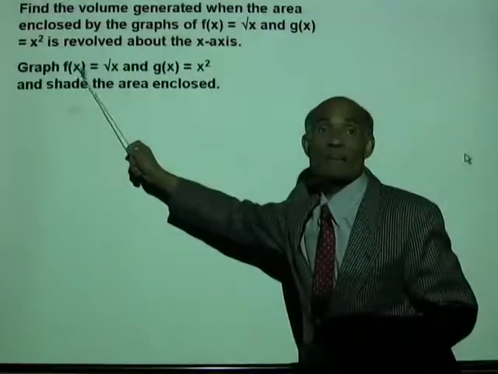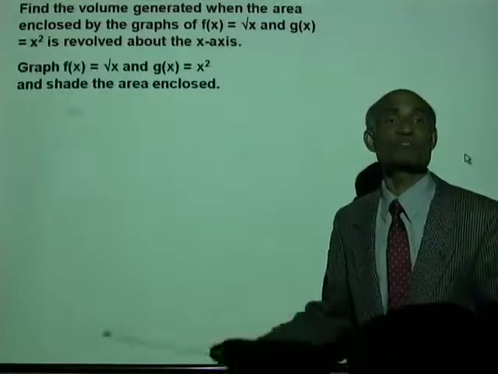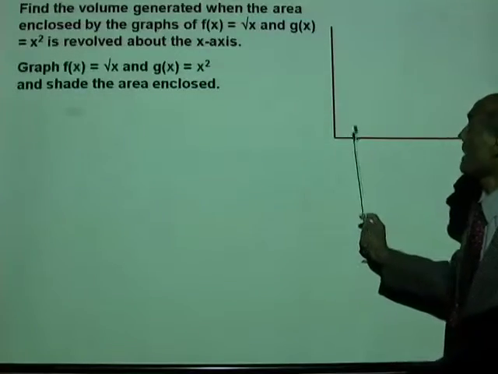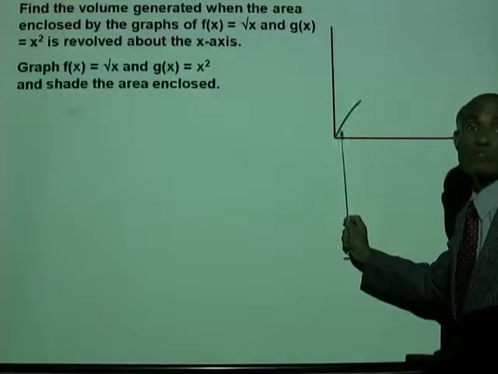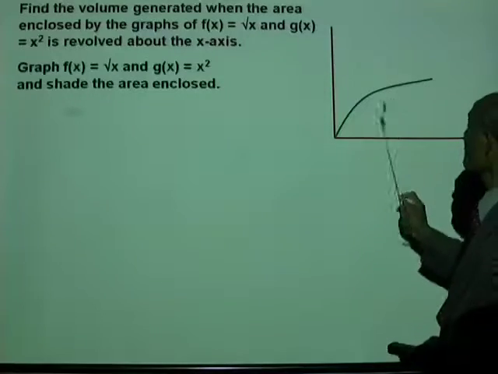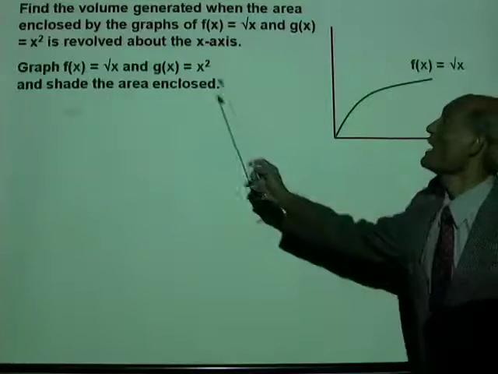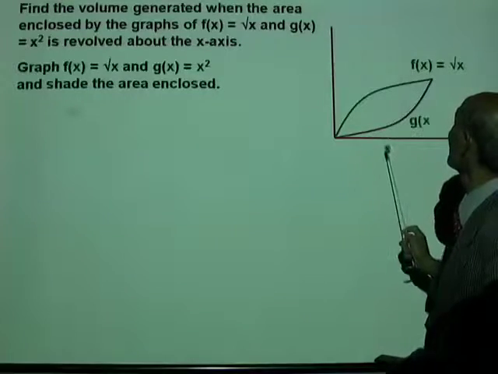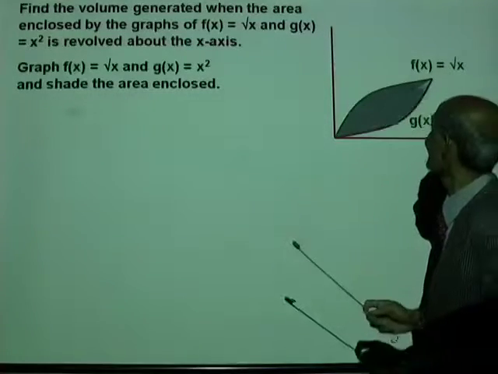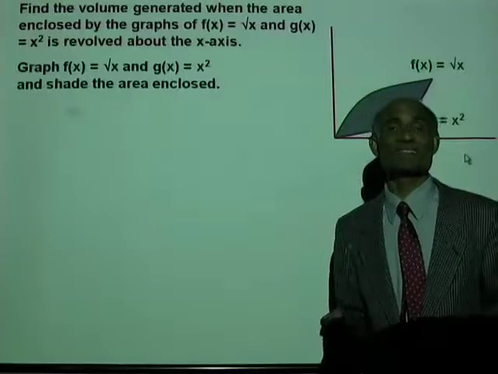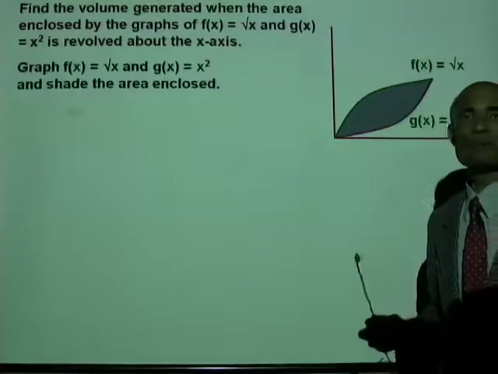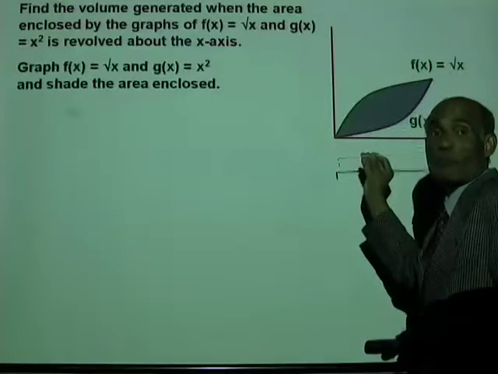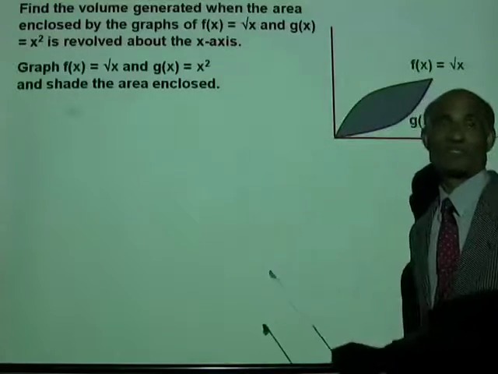First of all, let's graph these functions. f of x equal to square root of x and g of x equal to x squared. How does f of x equal to square root of x look like? Well, that's the graph of square root of x. How about g of x equal to x squared? That's the one. In fact, you notice that it's the same area as we considered before. So, this is now going to be revolved about the x-axis.